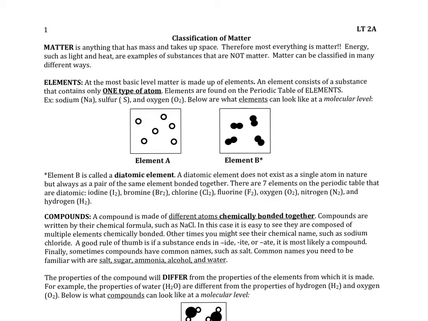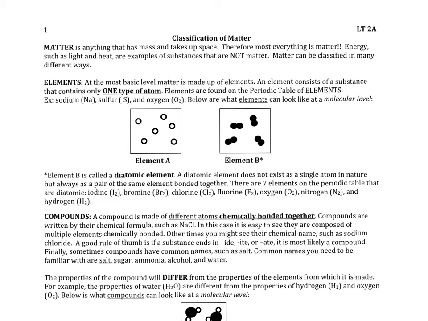So this is the Chem 1 lecture over classification of matter. Matter is anything that has mass and takes up space. So pretty much most everything is matter. It's going to have some kind of mass to it, weight, and it's going to take up some space, some volume.